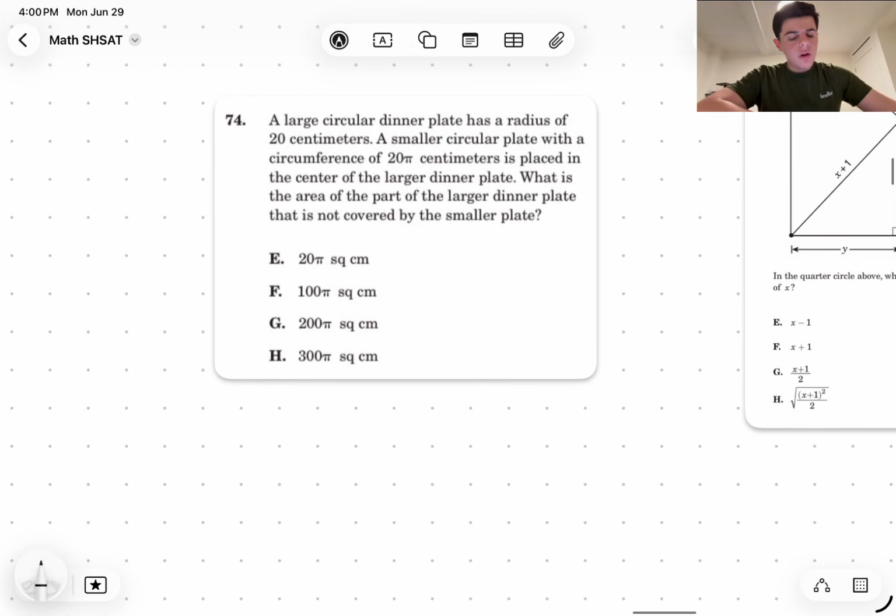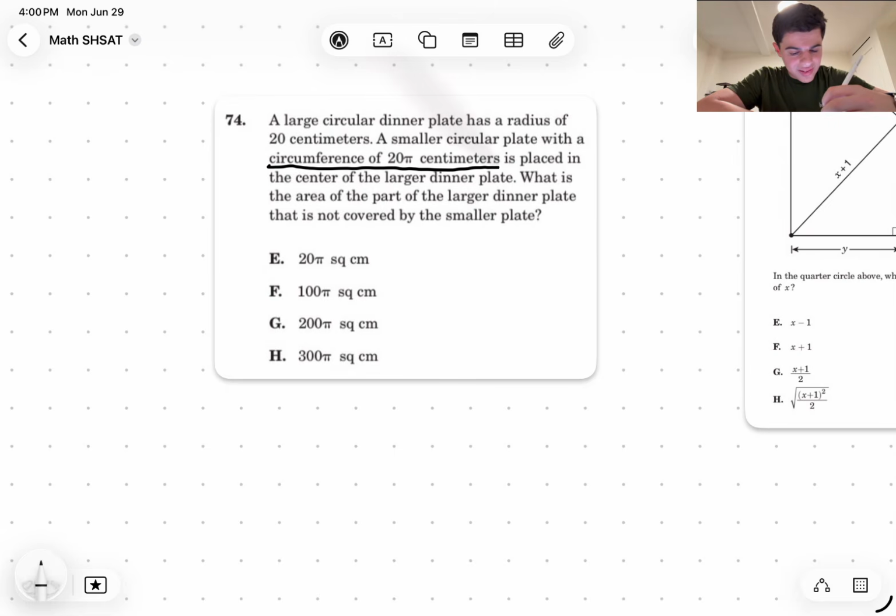Okay, a large circular dinner plate has a radius of 20 centimeters. A smaller circular dinner plate with a circumference of 20 pi centimeters is placed in the center of the larger dinner plate. What is the area of the part of the larger dinner plate that is not covered by the smaller plate? Okay, so the first thing, I'm just going to highlight some stuff here, or underline, sorry.